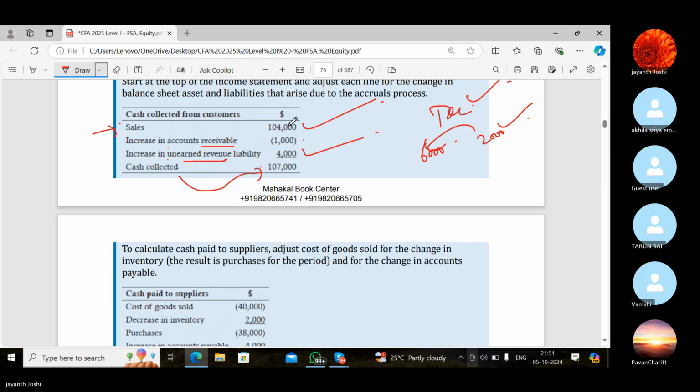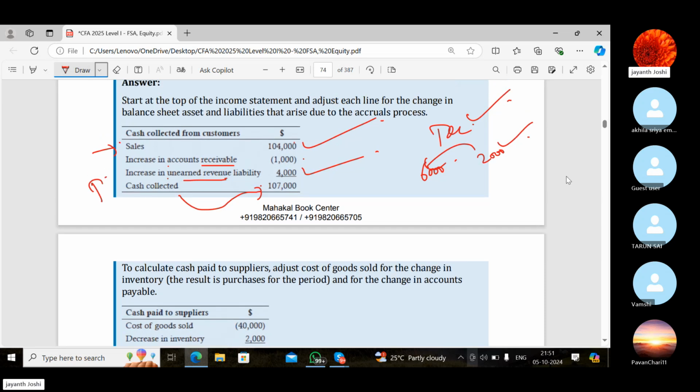So this is the sales, but we don't know whether this is cash or credit. So we take this and we understood that some credit sales have been made, and the credit sales have increased by 1,000. Previously my receivables were 9,000. Now my receivables is 10,000. So the receivables have increased by 1,000 this year. That means actually I was supposed to receive 9,000 from customers. Now I have to receive 10,000 from customers. So extra credit sales have been made this year. That means it is a decrease in cash.